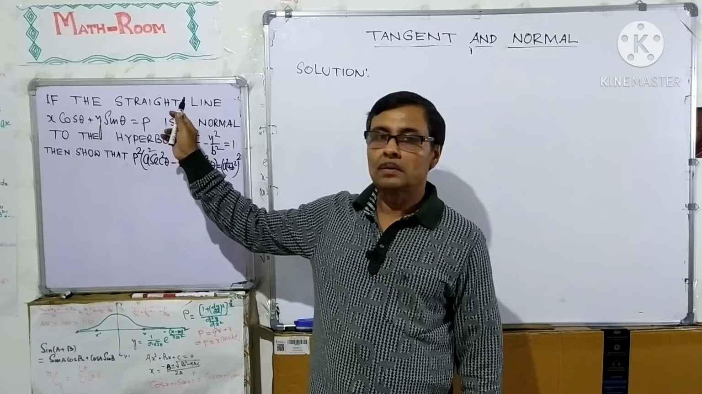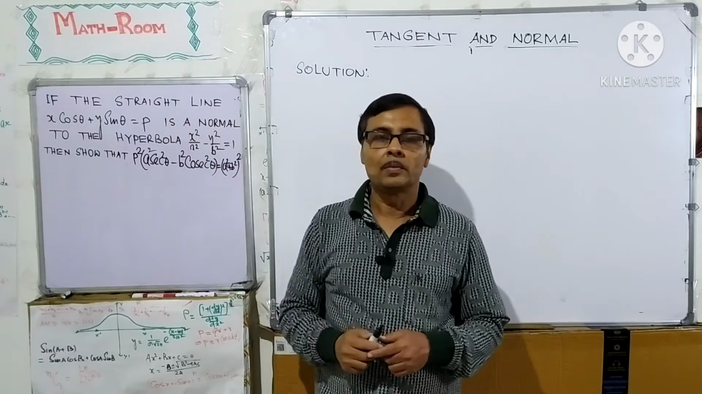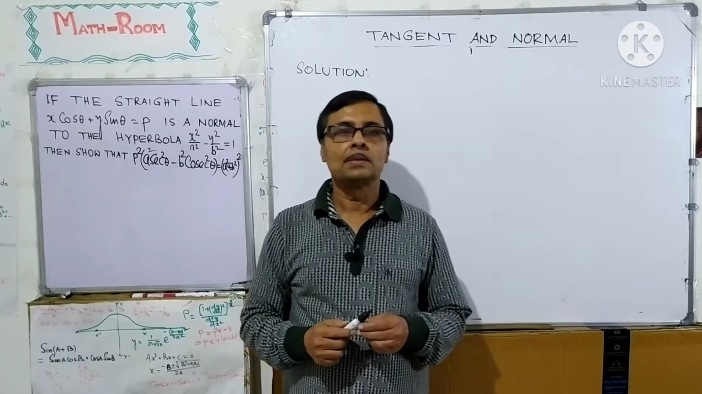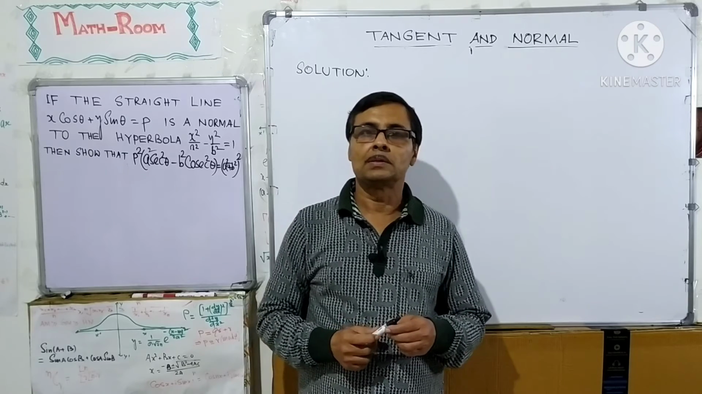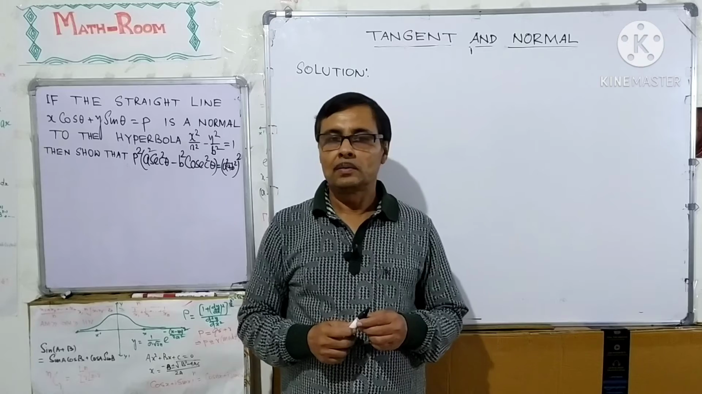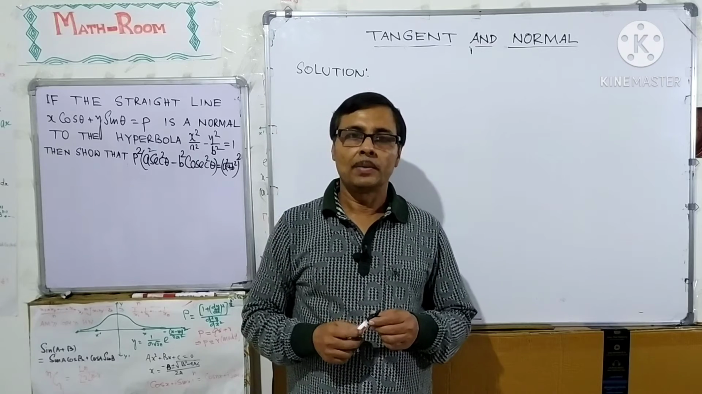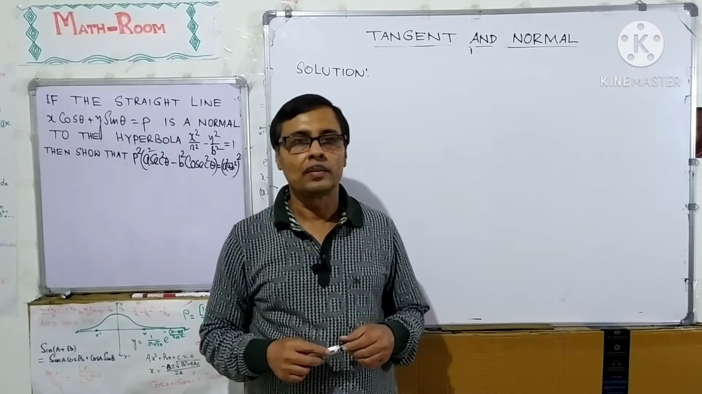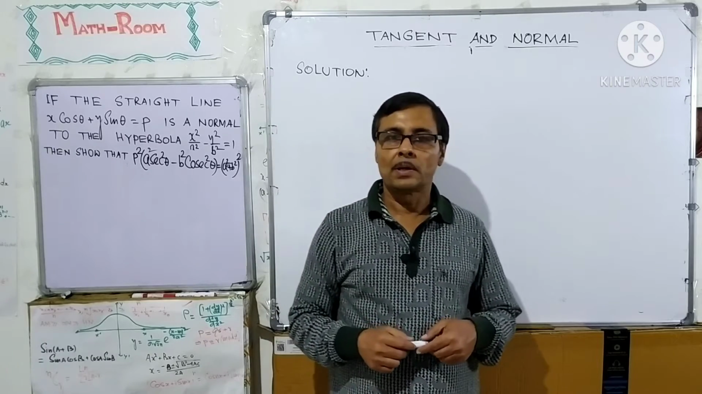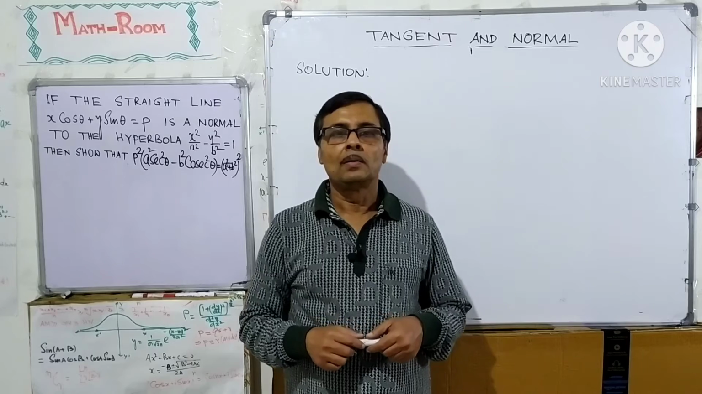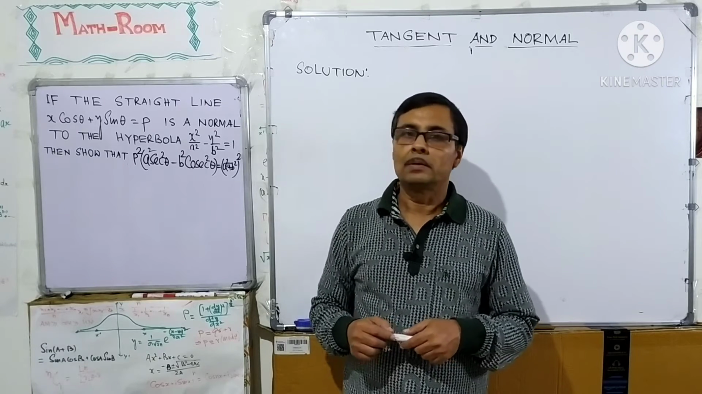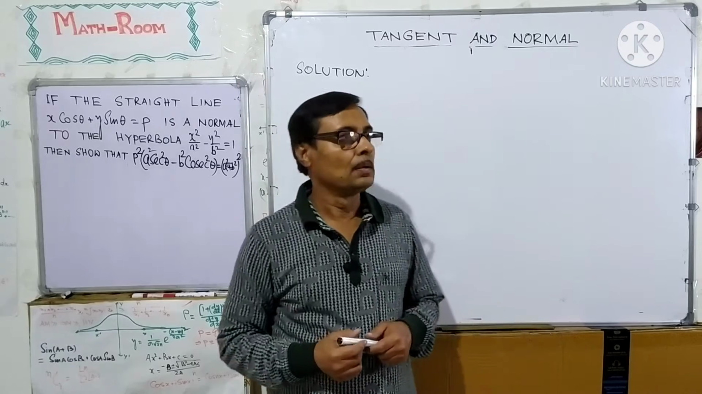Before the solution of this problem, we have to know about the normal. What is normal? Normal is a straight line which is perpendicular to the tangent to a curve at the point of contact. A straight line is called normal to the curve if this straight line is perpendicular to the tangent to this curve at the point of contact. Then this line is called normal.